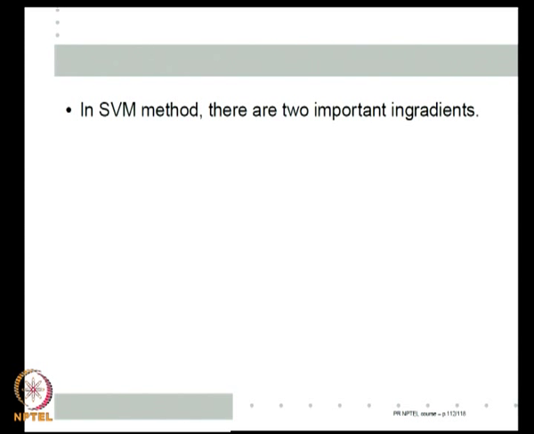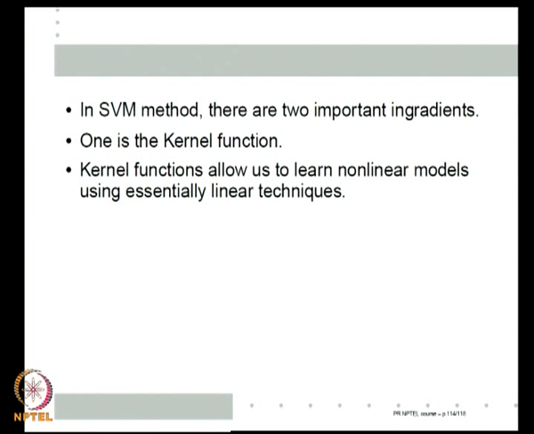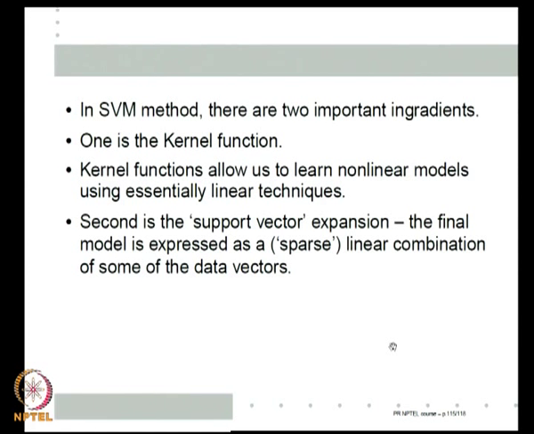So, to go further on this, let us see that the SVM method has two important ingredients. One is the kernel function. The kernel function allows us to learn nonlinear models using essentially linear techniques. The second one is the support vector expansion. The final model is expressed as a linear combination of data vectors and is often sparse, because many of the Lagrange multipliers may be 0; except for the support vectors, the Lagrange multipliers are 0. So, the final model is expressed as a sparse linear combination of the examples.